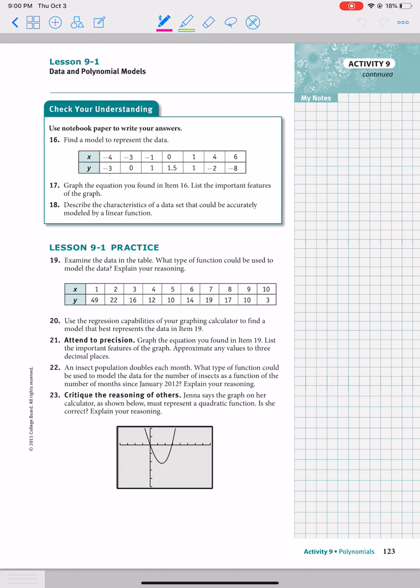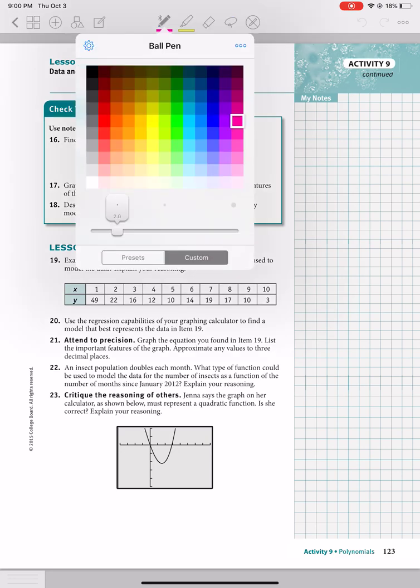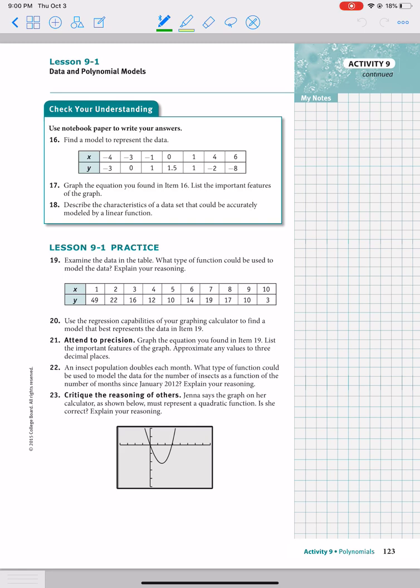So if we look at 19, first we have to look at this and try to figure out what's going on. So when we look at this, what we're trying to do is figure out any intervals where we're increasing or decreasing to help us figure out what type of function would be the best for our regression model. So if we look at this, we start at x equals 1, and our y value is 49. As we go all the way over, we are decreasing because our numbers are getting smaller.